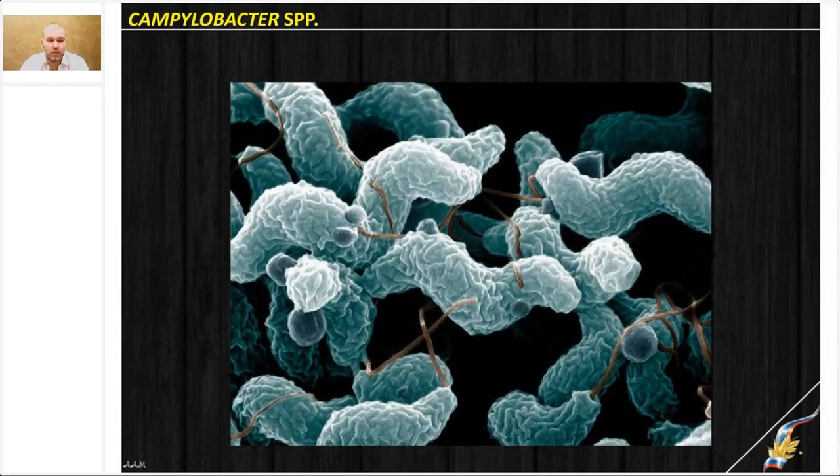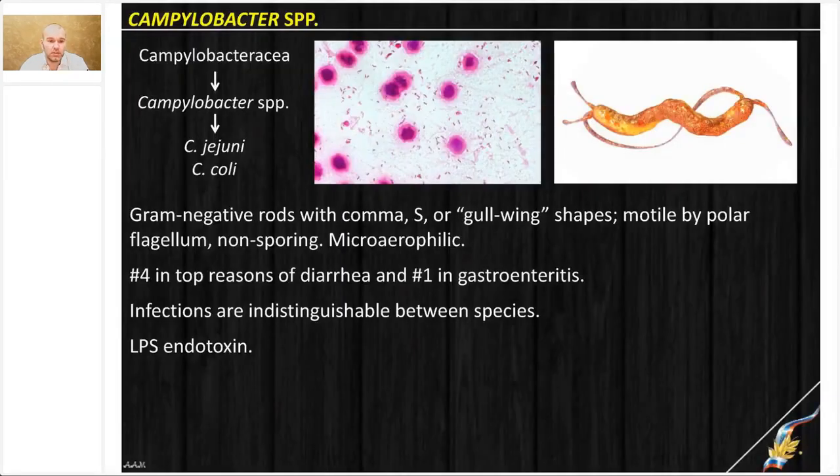And now we need to discuss a few genera of bacteria which are known as microaerophilic, meaning growing better in a decreased amount of oxygen, O2, and an increased amount of CO2. First one is Campylobacter. It is a bacteria known as a causative agent of diarrheal disorders.